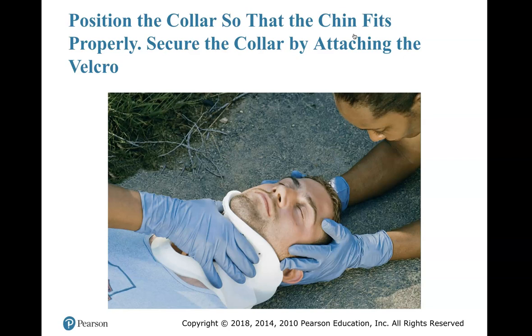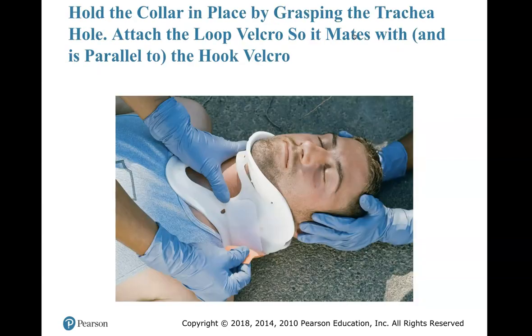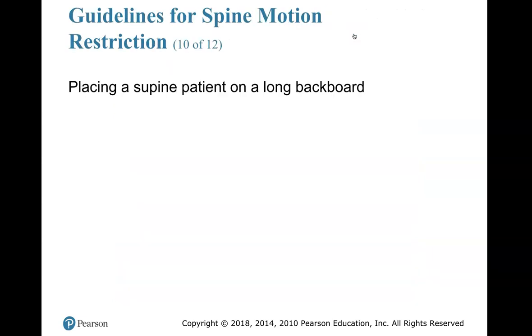Position the collar so that your chin fits properly. Secure the collar by attaching the Velcro. Try not to use any gross motor movement as you are applying the C-collar to a supine patient. Move the collar around the patient's neck, not the patient's neck around the collar. All right, we're going to fasten it.